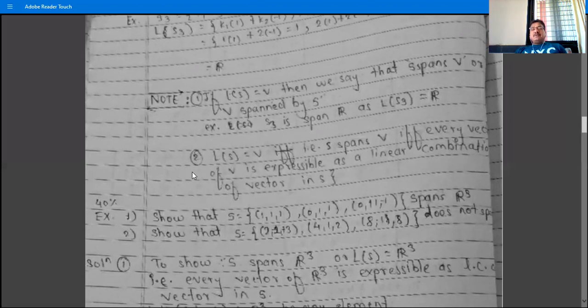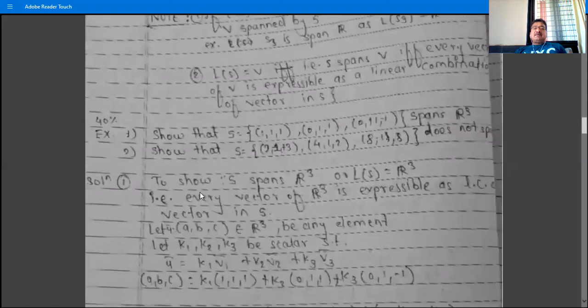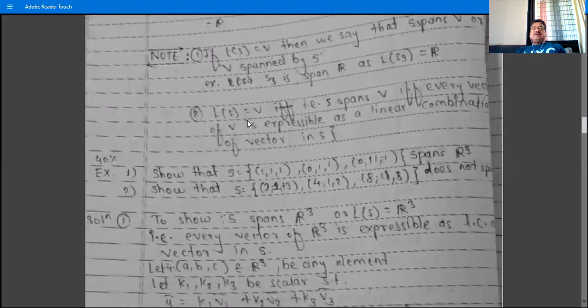So if you have to show S spans V or LS is equal to V, we have to show that every vector of V is expressible as a linear combination of vectors in S. So remember this. If I have to show LS is equal to V, or S spans V, or V is spanned by S, what do we have to show? We have to show every element of this capital V is expressible as a linear combination of vectors in S. So now the examples. This is the definition of linear span and the space spanned by S.